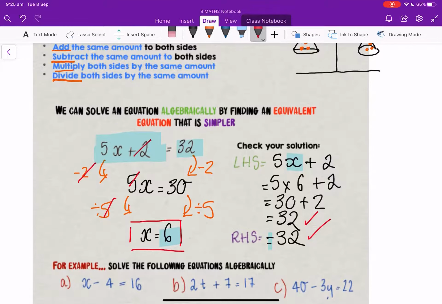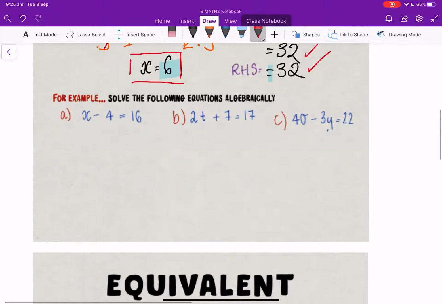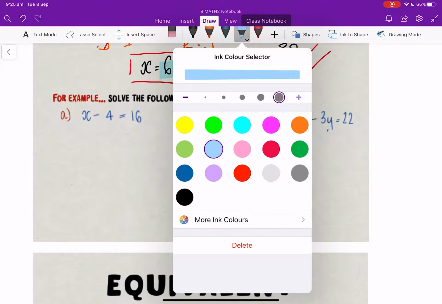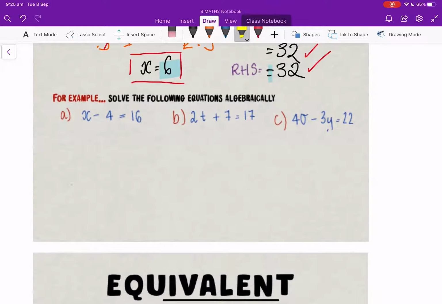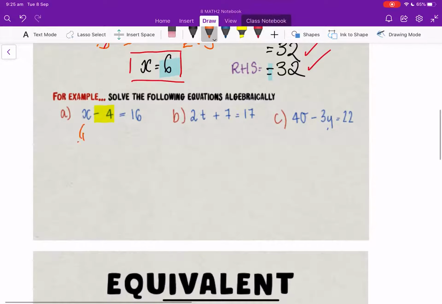Let's do a few more examples together. The question says, solve the following equations algebraically. So for part A, you've got x take away 4 equals 16. Now the first part I'm going to have a look at is this. Again, we want the x by itself, so I'm going to get rid of this 4. And the way I do that is by doing the opposite, okay? The opposite of taking away 4 is to add 4. So let's add 4 to both sides.